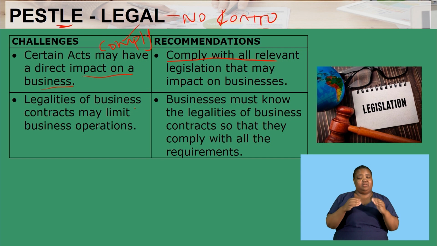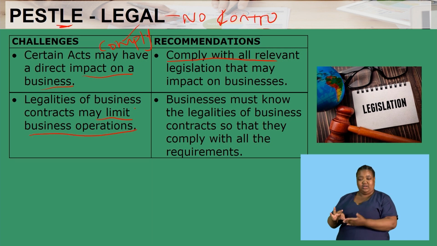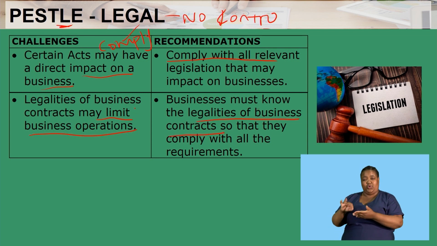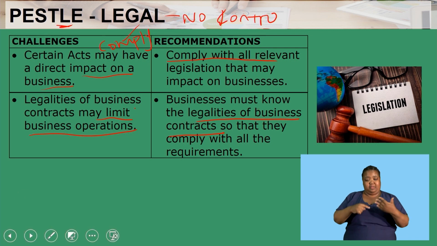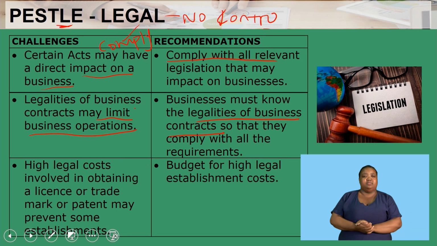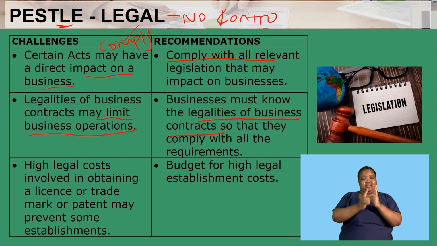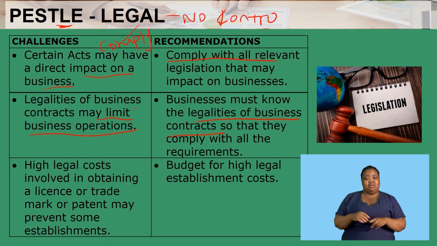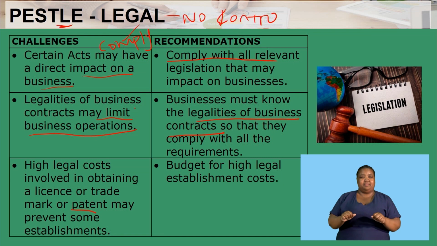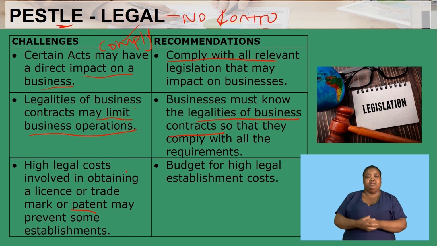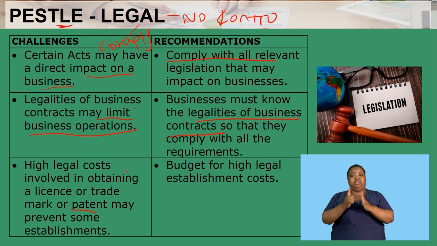Legalities of a business contract may limit the business operations. So what must happen? Businesses must know the legalities of business contracts so that they can comply with all the requirements. Another challenge here: high legal costs involved in obtaining a license or trademark or patent may prevent some establishments. The recommendation for this challenge is to budget for high legal establishment costs.